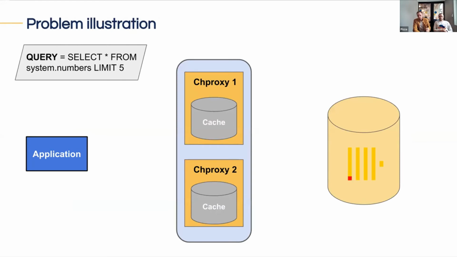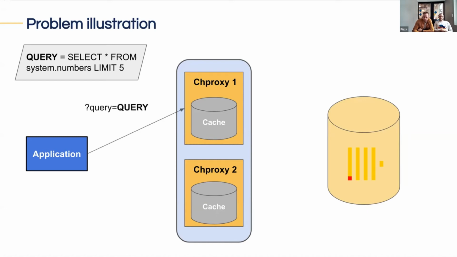So to illustrate the problem, let's look at this scenario. We have the topology of two replicas of Chproxy, because in Contentsquare we have the policy that for customer-facing applications we need to have high availability. At the time when we started using Chproxy, we had only a single replica. That's why there was no issue at the very beginning.